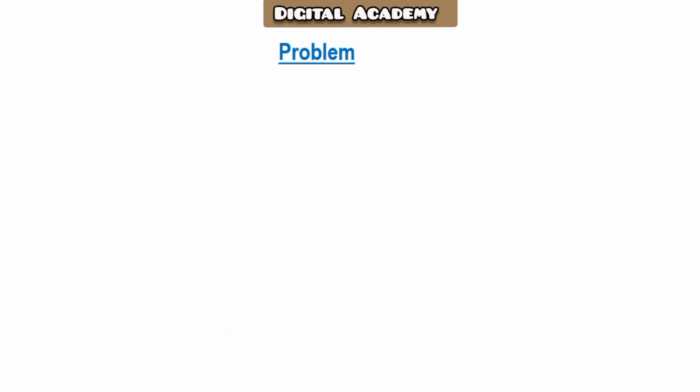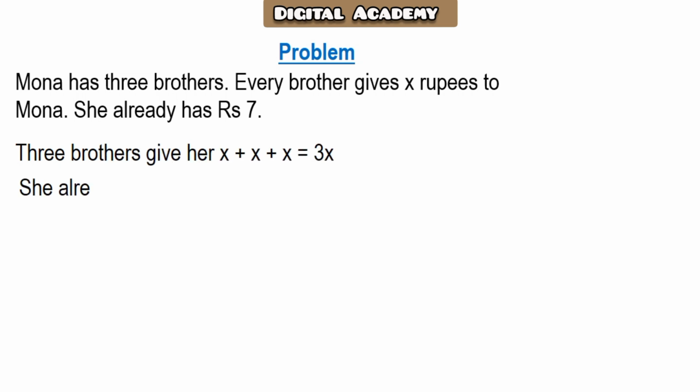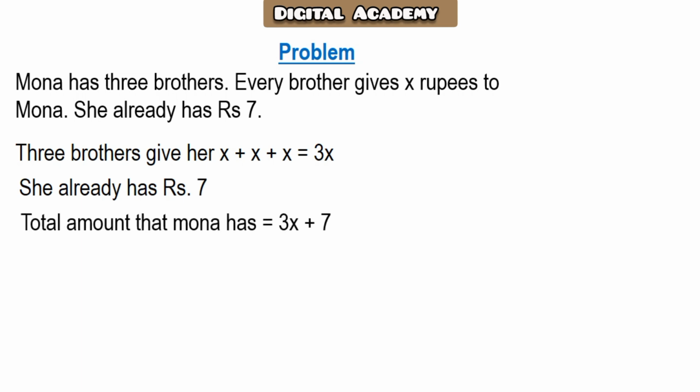Problem. Mona has 3 brothers. Every brother gives x rupees to Mona. She already has 7 rupees. Write an algebraic expression for the amount she has. 3 brothers give her x plus x plus x equals 3x. Already Mona has 7 rupees. Total amount that Mona has is 3x plus 7.